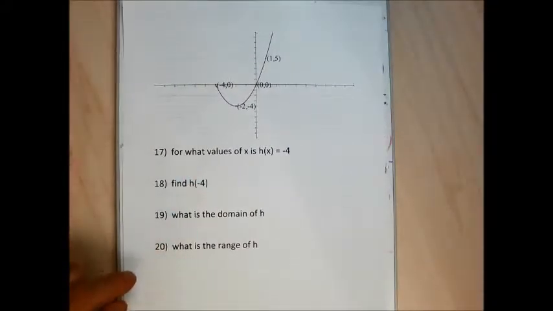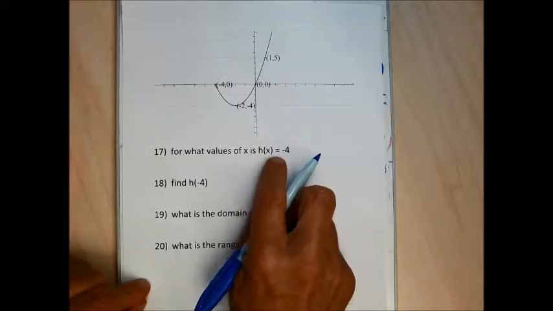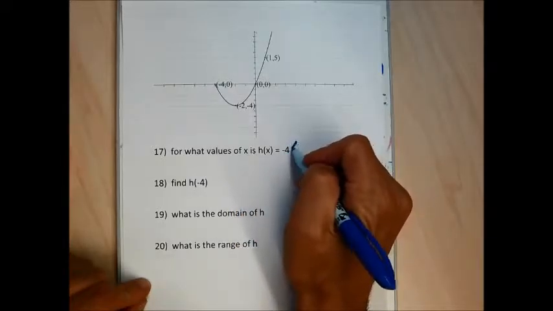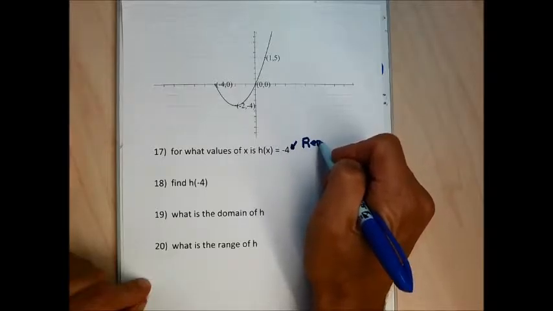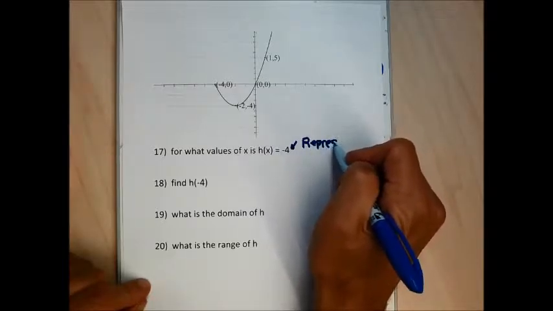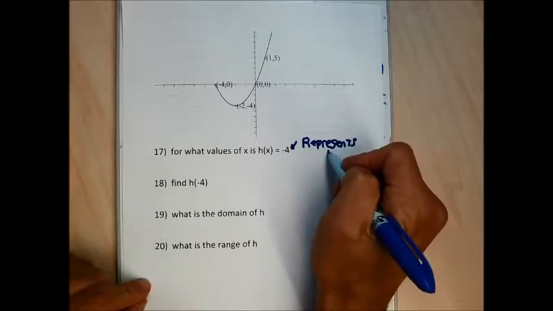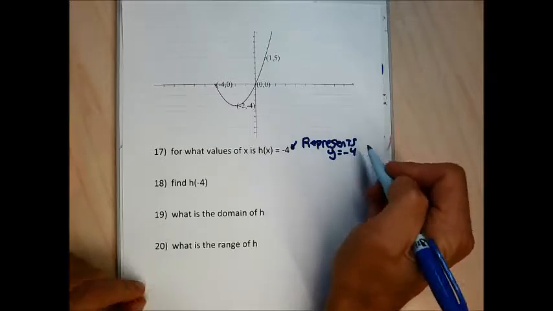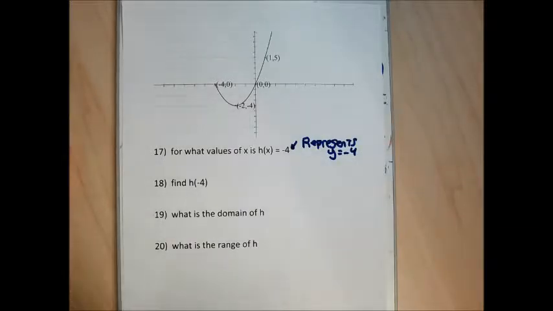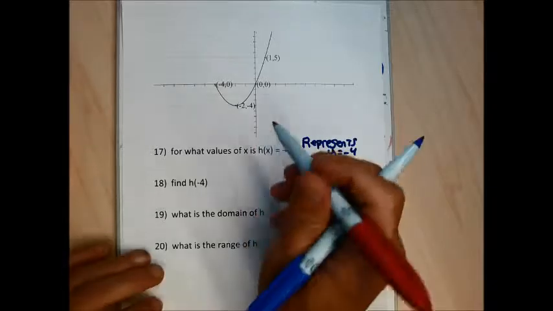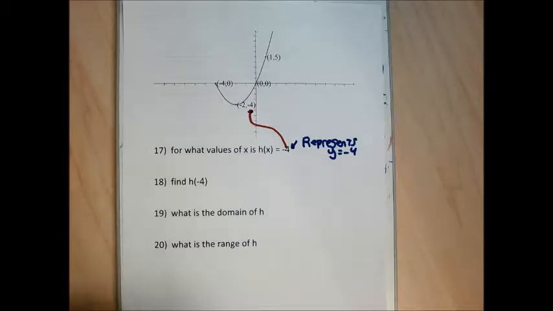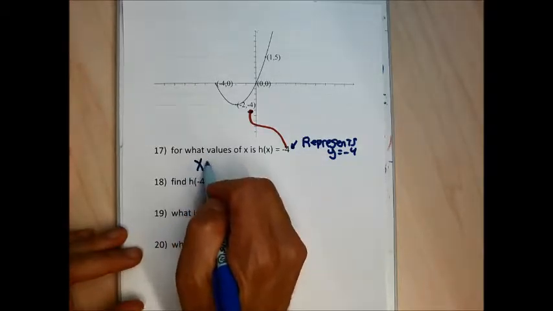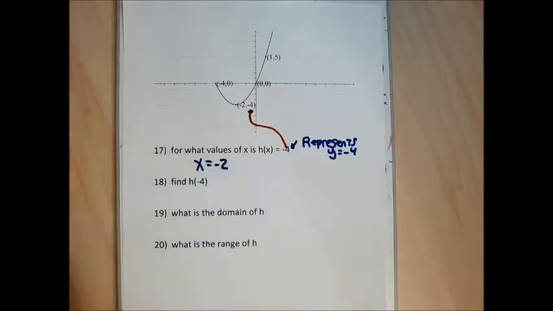Next, I'm asked to find for what values of x is h of x equal to negative 4. This negative 4, because it's to the right of an equal sign, represents a y value. And in problem 17, I'm just asked to find any point that has y equal negative 4 and identify its x coordinate. The only point that has a y coordinate of negative 4 in this graph is that point negative 2, negative 4. The answer for problem 17 is going to be x equal to negative 2.